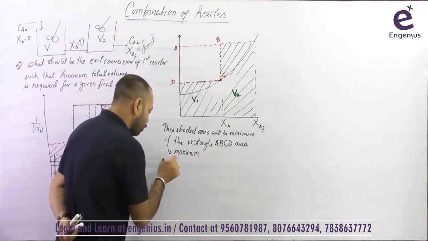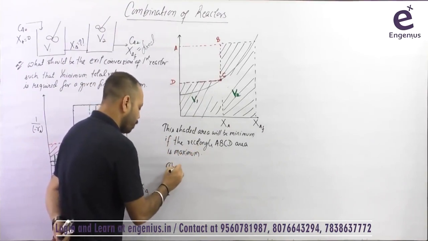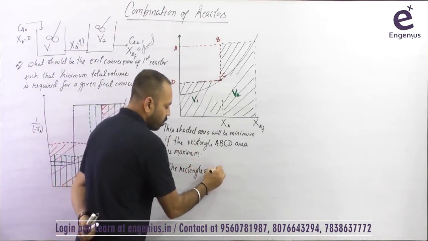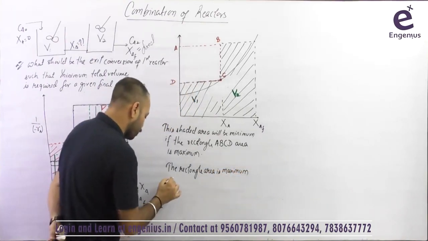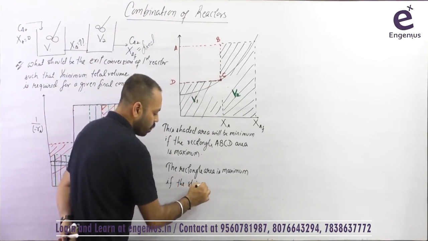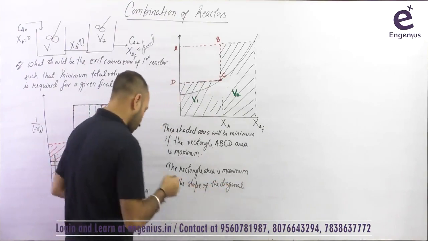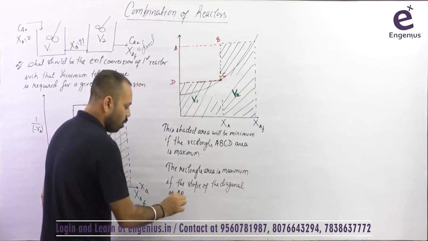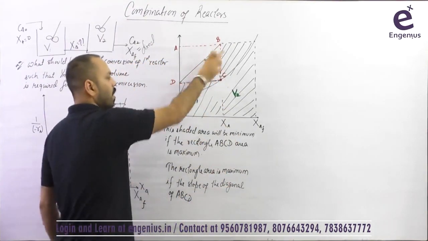It is maximum. Now this comes from geometry, there is nothing, no CRE involved here. The rectangle area is maximum if the slope of the diagonal of ABCD... what is the diagonal of ABCD? This is the diagonal. What is its slope? This height by this, right?